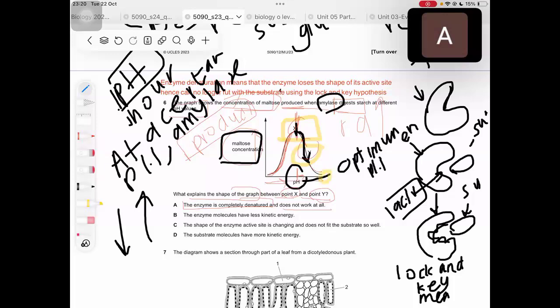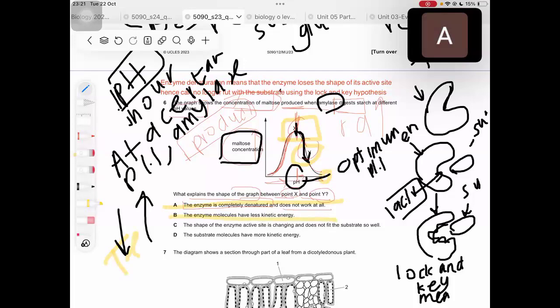Somewhere here you can say that the enzyme has denatured, but at X and Y you can't say that the enzyme has denatured. Therefore, I will eliminate A. Let's go for B. The enzyme molecules have less kinetic energy. pH doesn't really affect the kinetic energy. It's usually the temperature which affects the kinetic energy. Therefore, B is also considered to be wrong.